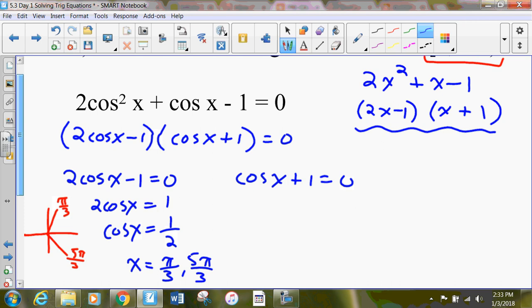Then let's look at this part of the equation. If I subtract 1 from both sides, I get, where's cosine equal to -1?